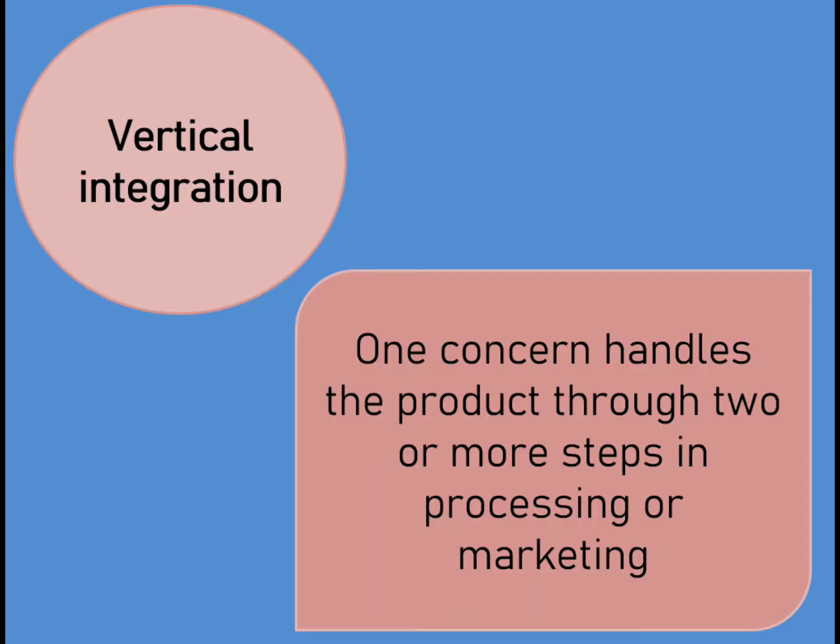Vertical integration. One concern handles the product through 2 or more steps in processing or marketing. For example po sa kape, iba po yung nagpro-provide ng kape na gagamitin sa pagproproduce ng mga product ng Nescafe. Then after po ma-produce ng Nescafe yung mga products na iyon, lilipat naman po ito sa company ng Nestle na magpa-process ng marketing po nito.